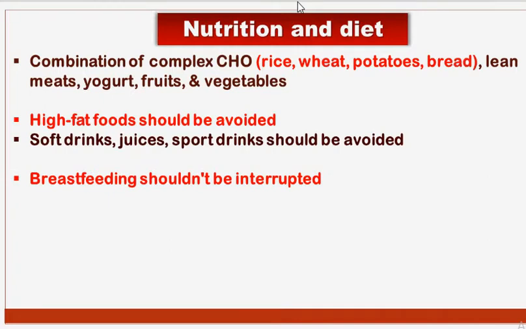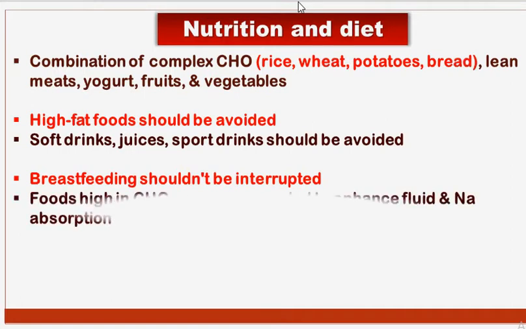But if the baby is on breastfeeding, it should not be interrupted. We should continue the breastfeeding. And foods which are high in carbohydrate are recommended to enhance the fluid and sodium absorption. You know what is called the co-transportation of the carbohydrate with the sodium. That's why the ORS contains sugar and sodium chloride. So the co-transportation will enhance the absorption of the fluid and the sodium from the GIT, preventing dehydration.